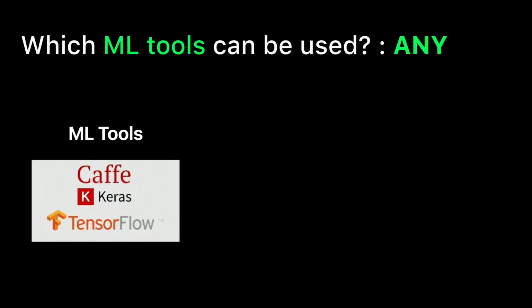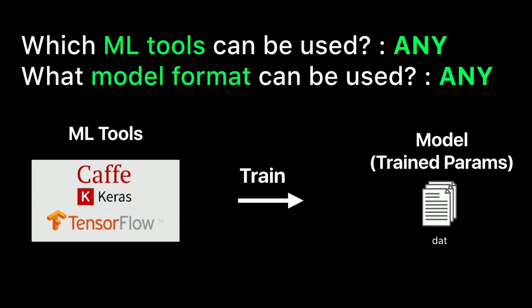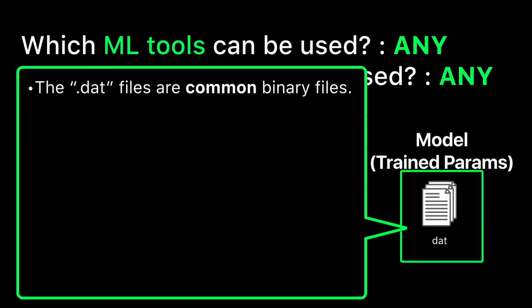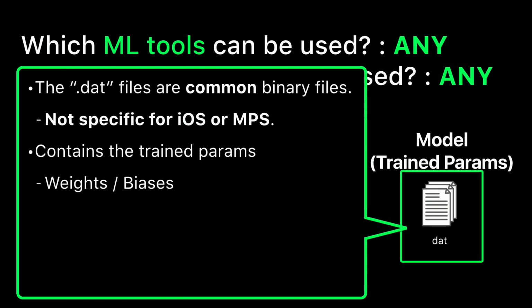Actually, any third-party ML tools can be used for training, and any model format can be used. In detail, for example, Apple's sample uses .dat files. They are common binary files, so not specifically for iOS or MPS. It contains the trained weights and biases as binary data.